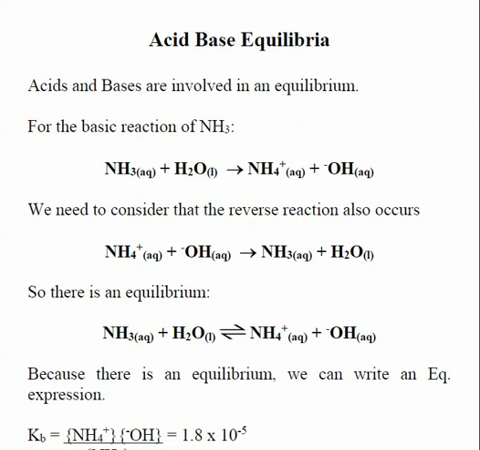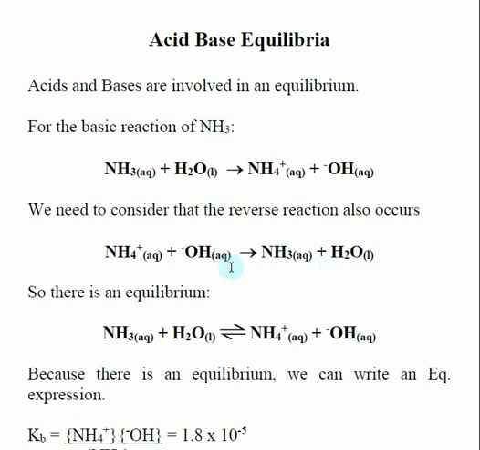To better understand the chemistry of acids and bases, we need to understand that they are typically involved in an equilibrium. So when we look at ammonia acting as a base, we can see that ammonia is grabbing an H plus from water to make ammonium and hydroxide. And what we need to do now is consider the fact that the reverse reaction is also occurring. So ammonium is reacting with hydroxide to remake ammonia and water.